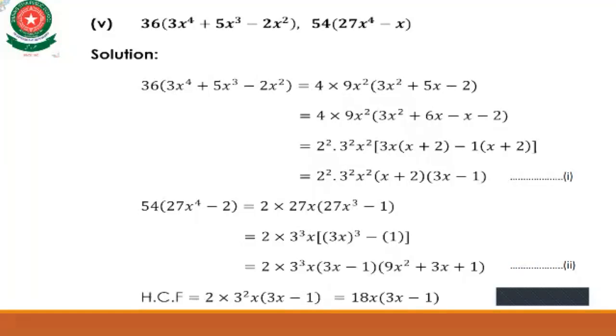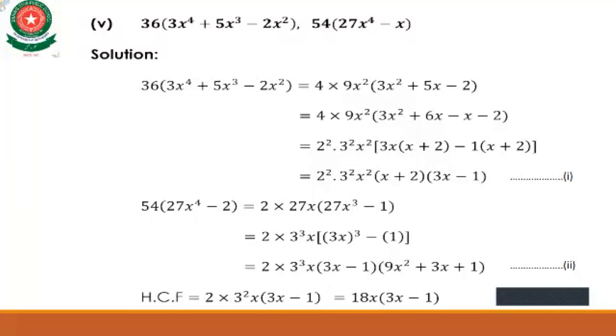By following the formula of a cube minus b cube, which is a minus b into a square plus ab plus b square, a minus b, where a is 3x and b is 1. a square is 3x whole square, that is 9x square, plus ab, that is 3x, plus b square, 1 square is 1.